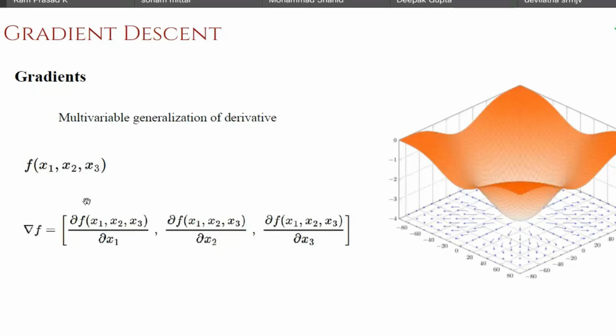And this gradient helps us in navigating towards the minimal point. If you have a convex surface, using this gradient information, by applying the gradient descent technique, you can actually navigate towards the minimal point. So this is the idea.